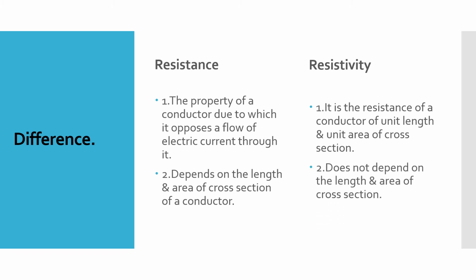But resistivity does not depend on the length and area of cross section. That is, whatever be the length and whatever be the area of cross section, the resistivity of that specific material is specific. The SI unit of resistance is ohm, and the SI unit of resistivity is ohm meter. These are some points of differences between resistance and resistivity. You should write it in your notebook.